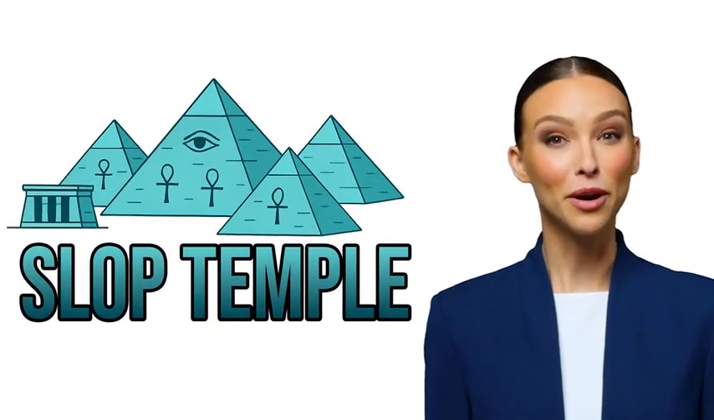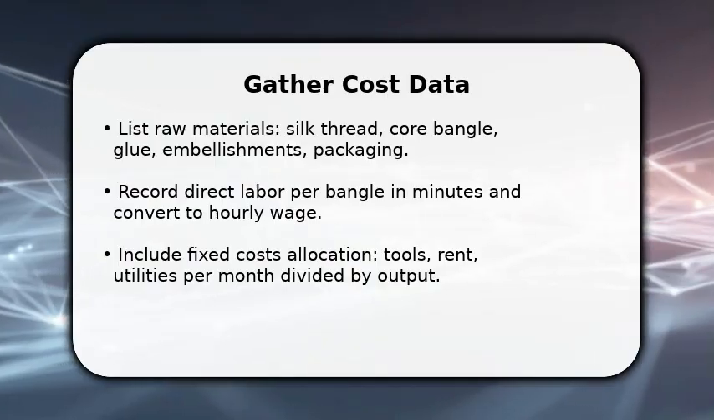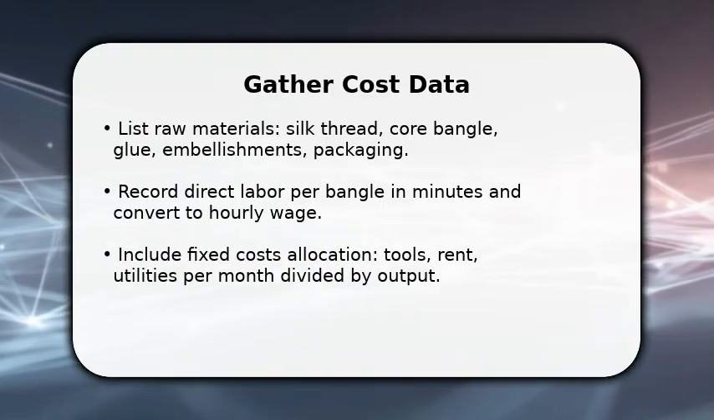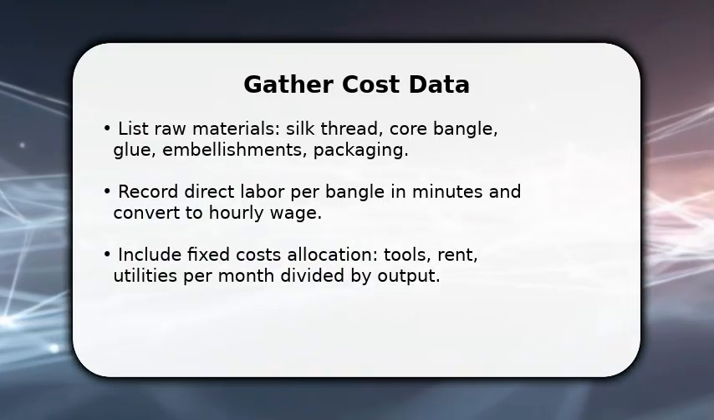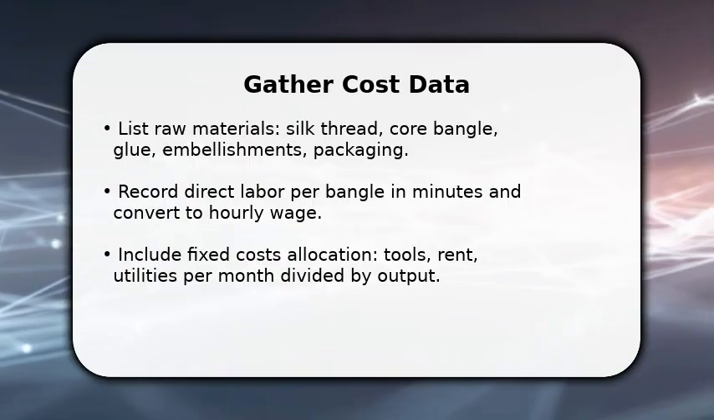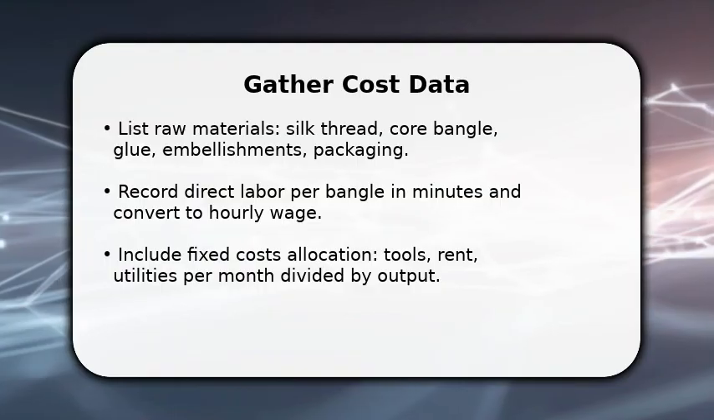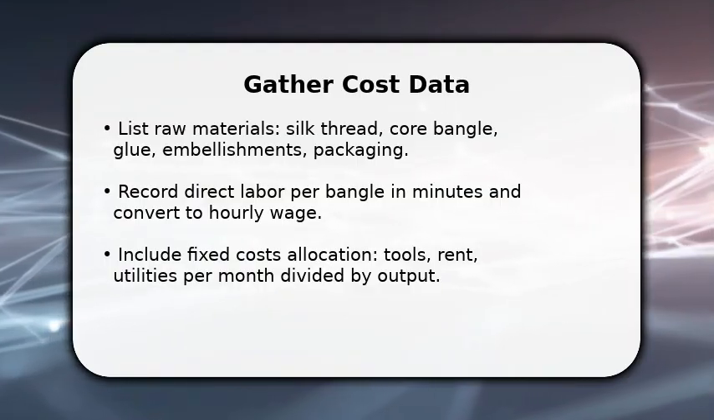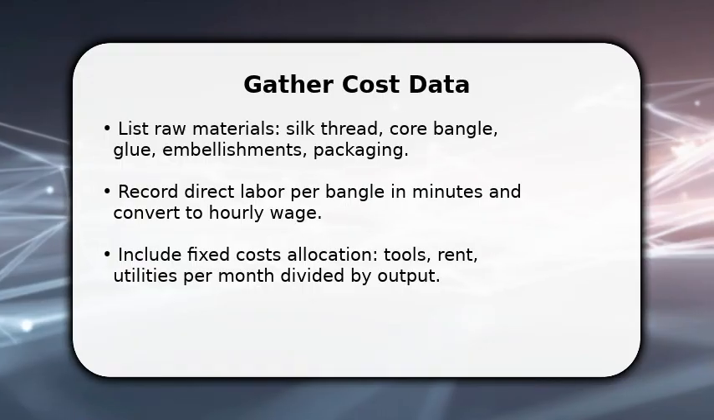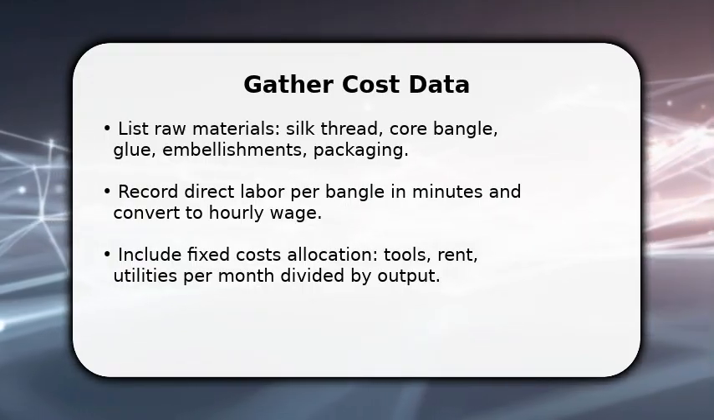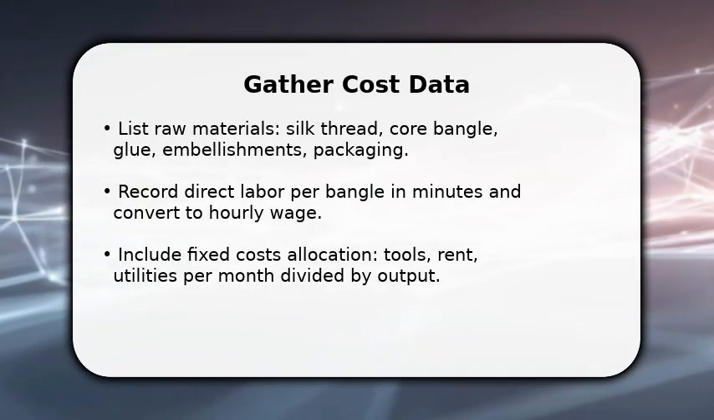We pray this video helps. You start by collecting hard numbers: input costs, labor minutes, and overhead allocation. Once done, convert labor into an hourly rate and calculate per piece labor cost. Make sure to count waste and trims too, because small losses add up. Also allocate a portion of fixed monthly costs to each bangle based on expected monthly production.